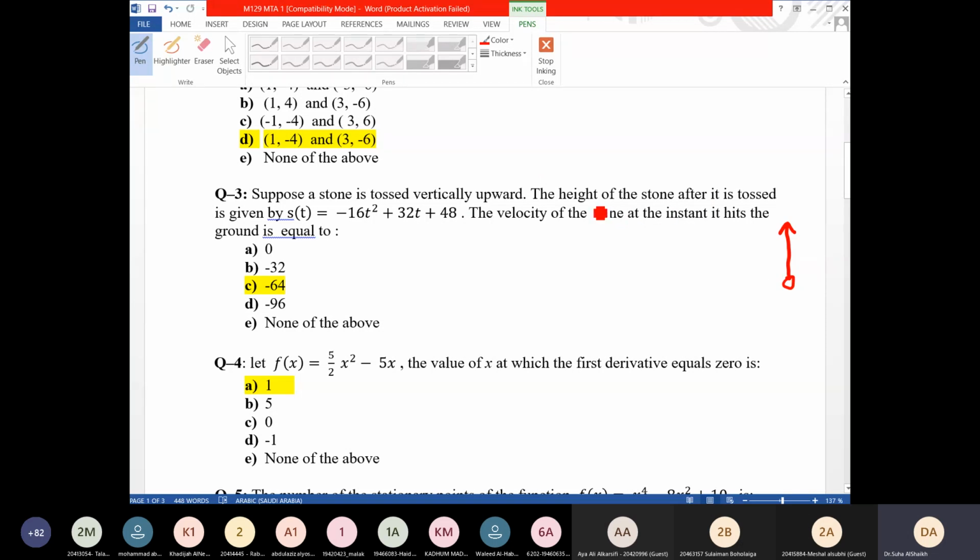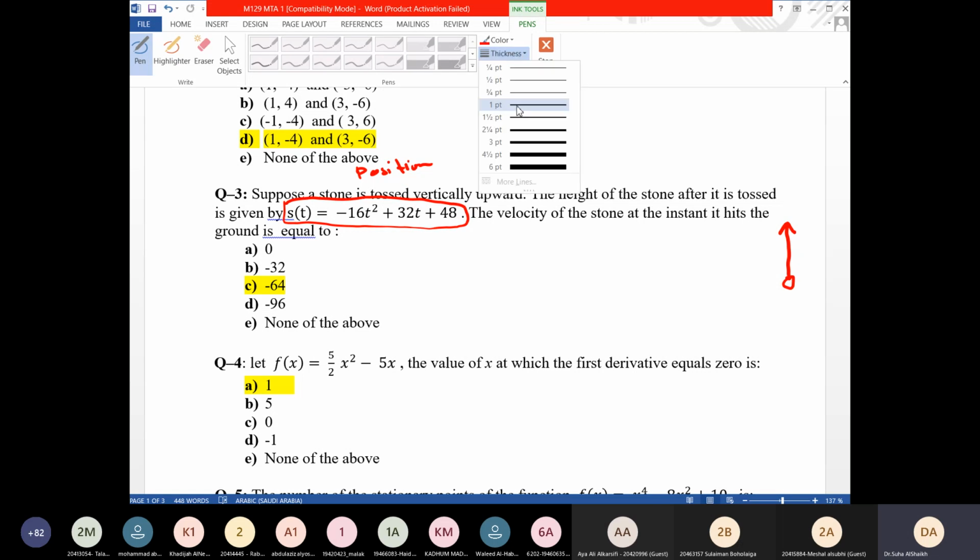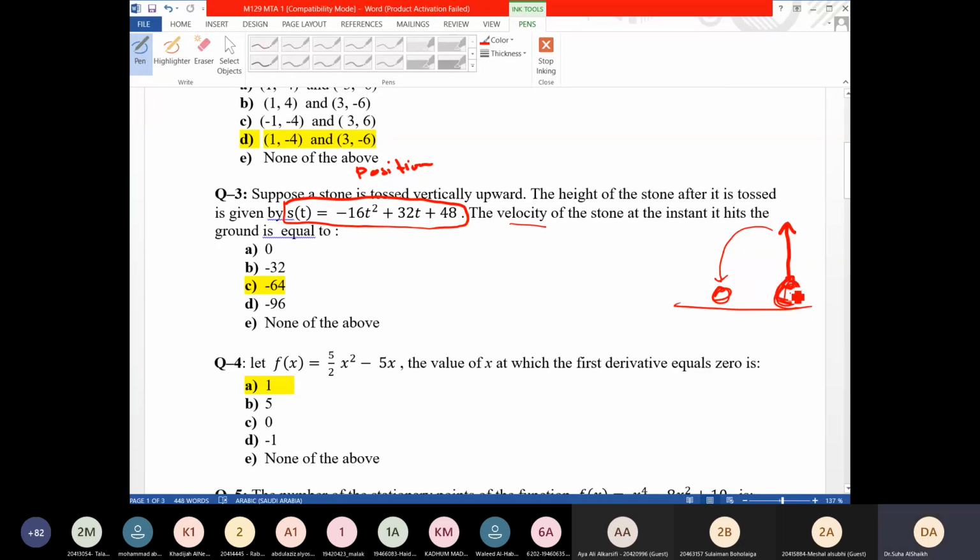So the height of the stone after I toss it is given by this relation. This is S of t, the position function. The question is the velocity at the instant the stone hits the ground. I want the velocity when the stone hits the ground again. Start from here, go up, and it hits the ground again. What do you think?